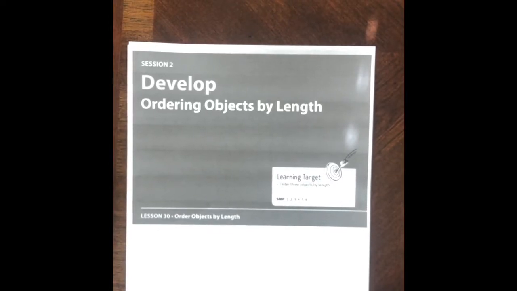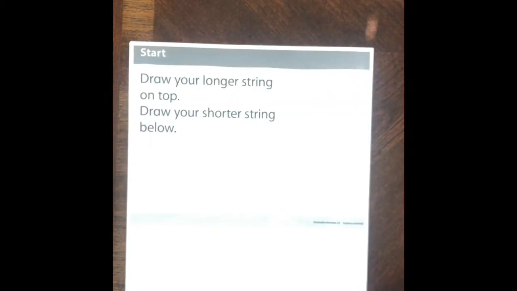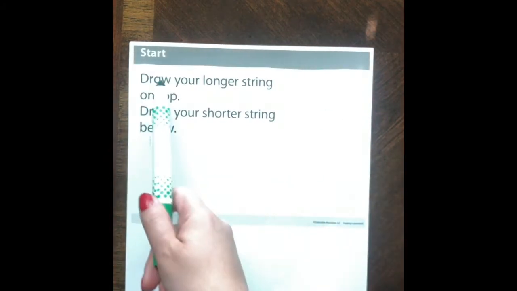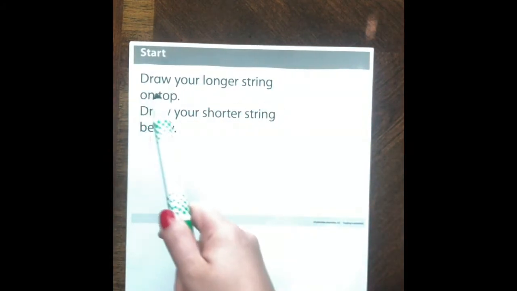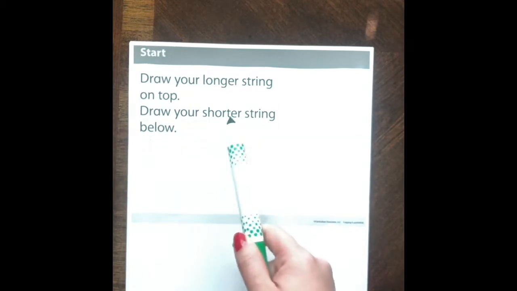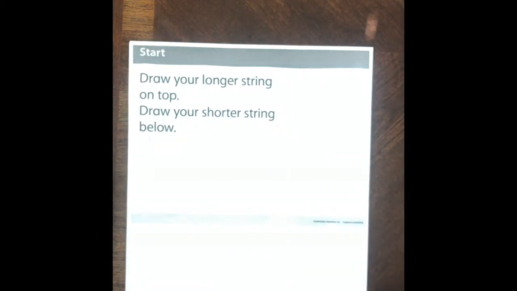Today we are on Lesson 30, Day 2, Ordering Objects by Length. To begin, we are asked to draw a longer string on top and draw a shorter string below. I don't have any string at my house, and you might not have any string at your house, but if you want to choose two other objects to measure or draw, you can go ahead and do so. But I'm just going to draw two lines that represent my strings.